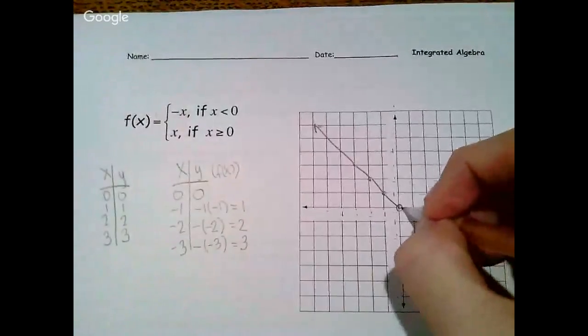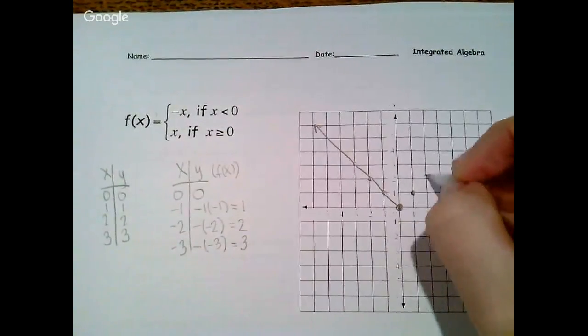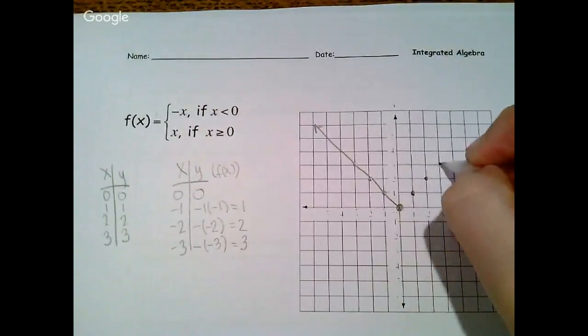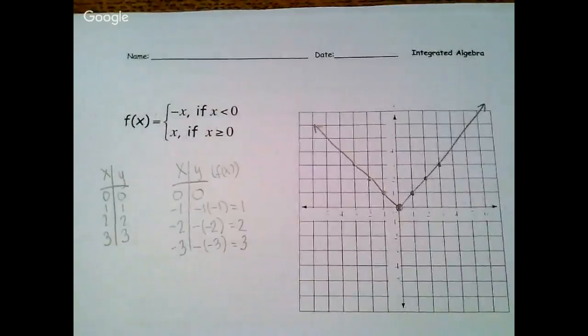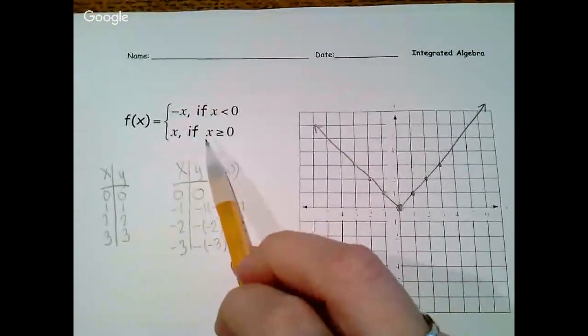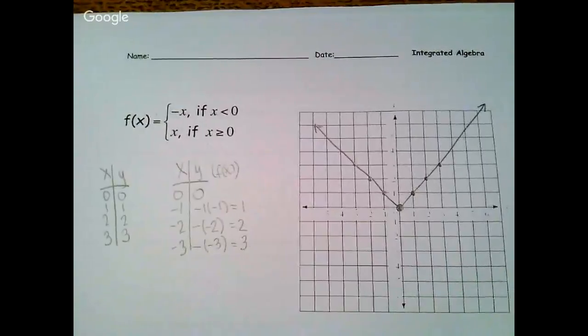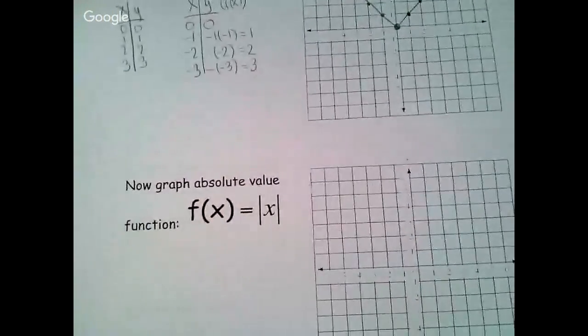So on 0, 0, I can fill this in. Then I have a 1, 1, a 2, 2, and a 3, 3. And again, there's no limitations, right, on how far I can go with that because it's for all x greater than or equal to 0. So that's why I have to put that arrow there. Okay. So now if we look at the next part, what we're going to do is graph the absolute value function.